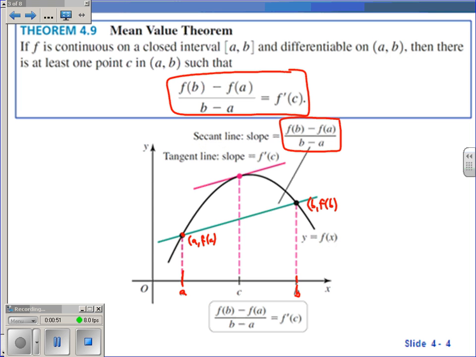Okay, so what this theorem says is that take that slope, that average rate of change, from the beginning and the end point. You're guaranteed to have some point in that interval, some point C in between A and B, that has that same slope at that point. So whatever that average rate of change is from the beginning to the end, there will be some point that has that same derivative at that point. So that's what mean value theorem guarantees us, and you do have to have a continuous and differentiable function.